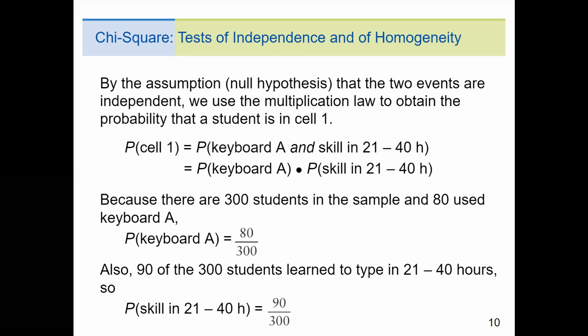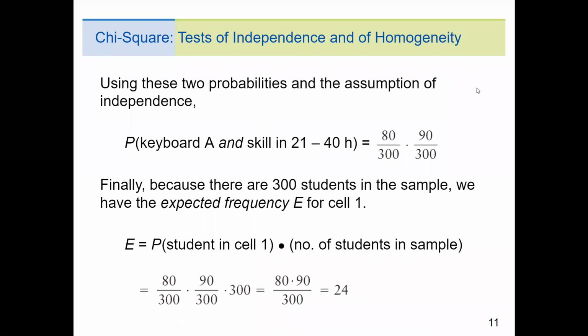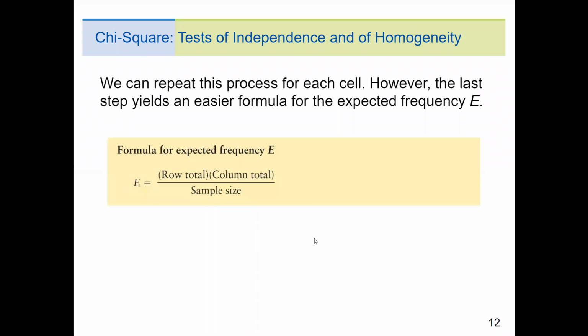Because there are 300 students in the sample and 80 use keyboard A, that's 80 over 300. Also, 90 of the 300 students learned to type in 21 to 40 hours. So that probability is 90 over 300. Using the two probabilities and the assumption of independence, we would have 80 over 300 times 90 over 300. Finally, because there are 300 students in the sample, we have the expected frequency E for cell 1. E equals the probability of a student in cell 1 times the number of students in the sample. So 80 over 300 times 90 over 300 times 300 would be 24.